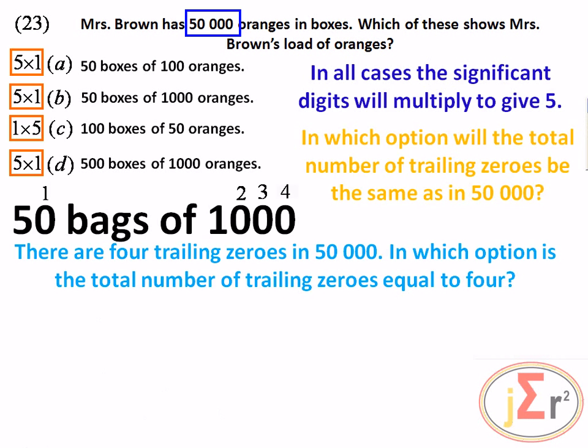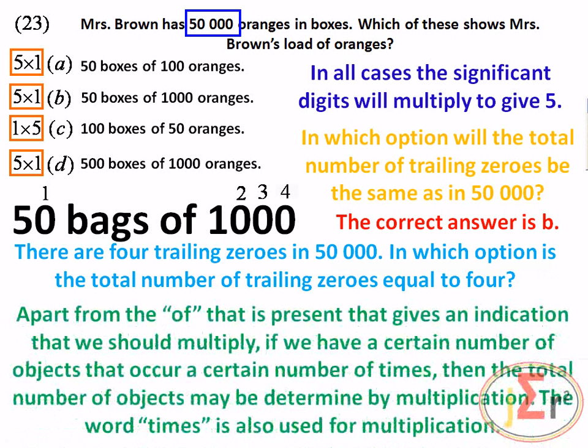And that is not far-fetched, Jerry, because if we have 50,000 here, it is the same as 50 times 1,000. 50,000. Right. So the correct answer is option B, as Jerry stated before.